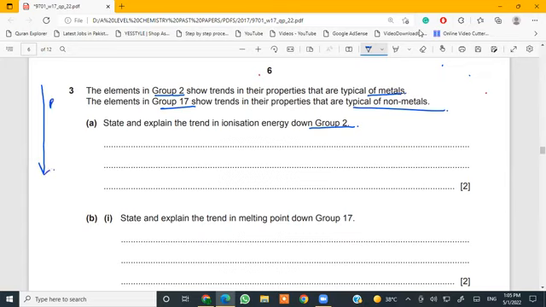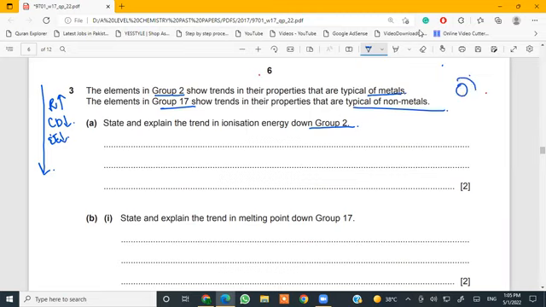Going down the group, you guys know the radius is increasing, charge density will decrease. And if the radius is increasing and charge density is decreasing, then obviously the energy needed to remove the outer shell electron will also decrease, right? Because the outer shell electrons become less tightly attracted to the nucleus, and as a result the ionization energy will fall or decrease. We've done this in class as well, right?